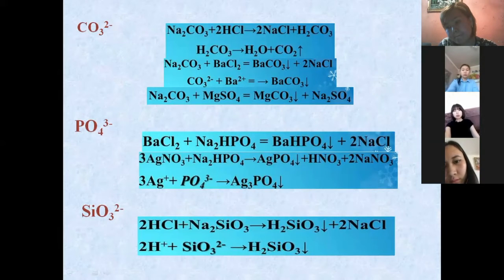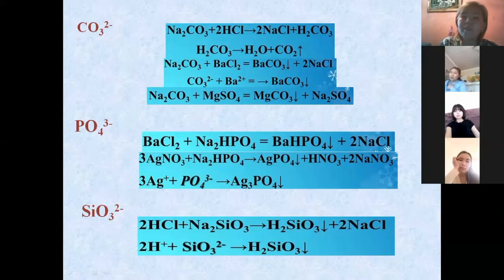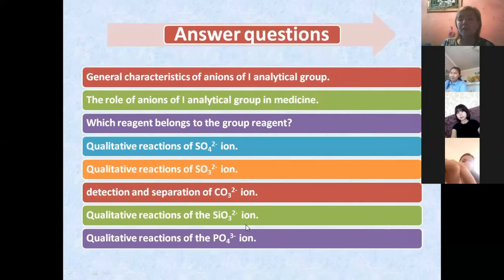If barium chloride reacts with sodium hydrogen phosphate, we get barium hydrogen phosphate and sodium chloride. Silver nitrate reacts with sodium hydrogen phosphate, we get silver phosphate, sodium nitrate and nitric acid. Silver reacts with phosphate, we get silver phosphate. And the next one, sodium silicate reacts with hydrogen chloride, we get sodium chloride and silicic acid. Well done.